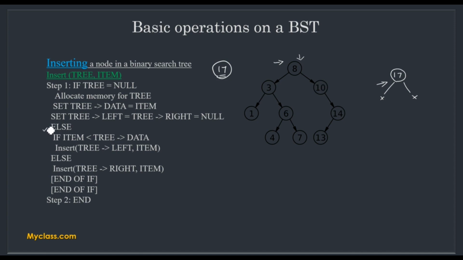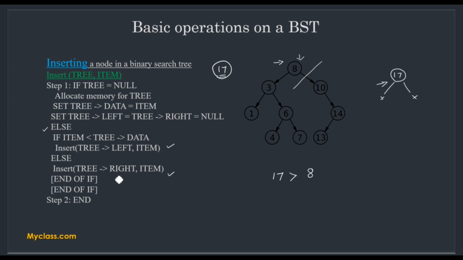Otherwise, this else condition should work. If item is less than tree data: our tree data is now 8 and the item is 17. Is 17 less than tree data? No, it is greater. So this is not going to execute, and this is. That means we only consider the right part. It is certain that 17 should be on the right side of our root value 8.